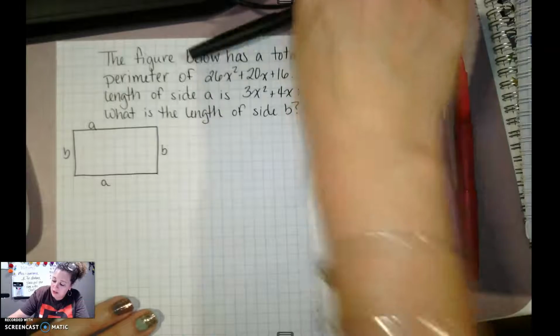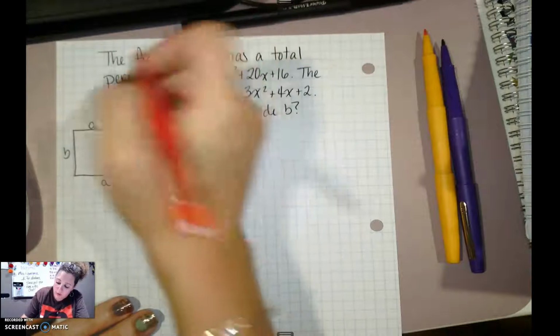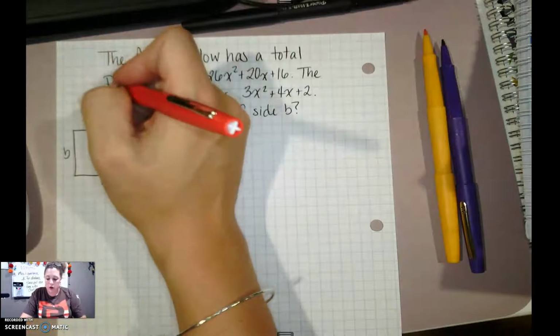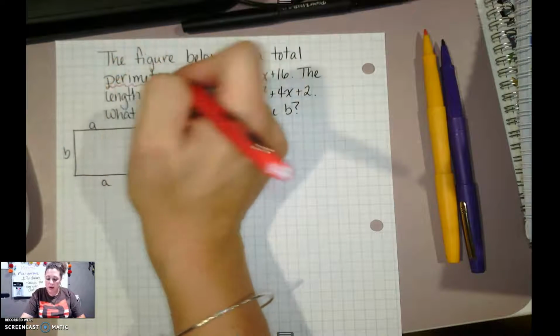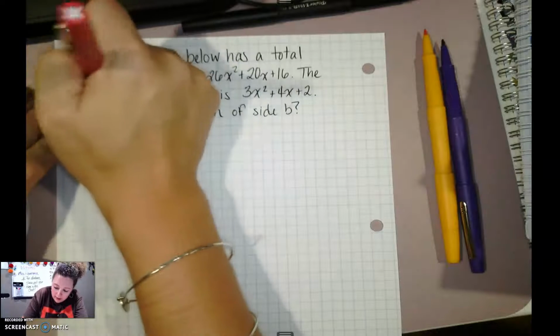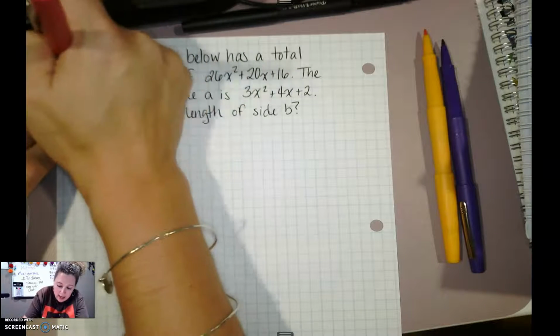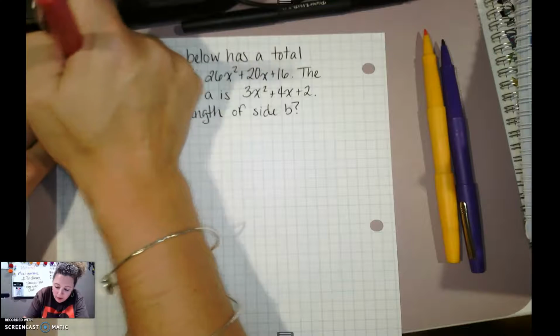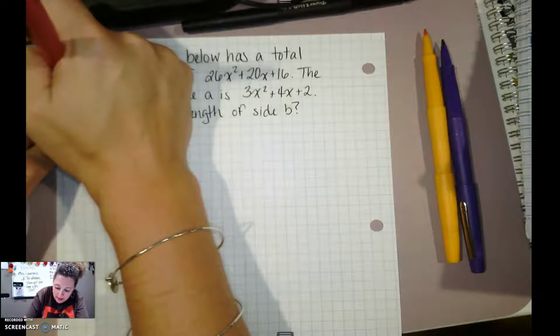So one thing I need to know is, what does this word perimeter mean? This is a term you may not have seen for a while, but yes, perimeter. Good job. Yes, you are correct. I'm assuming you all know. It is the distance around a shape. So it's when we have to add up all the sides.